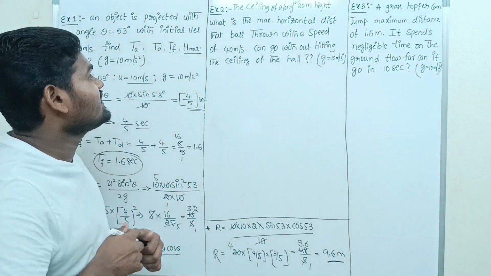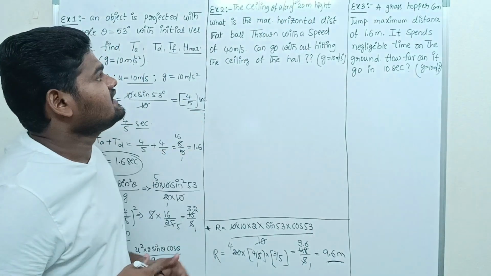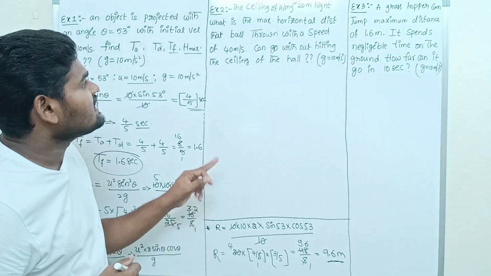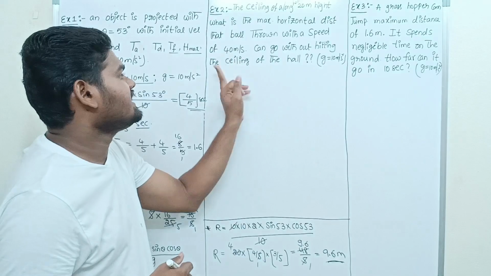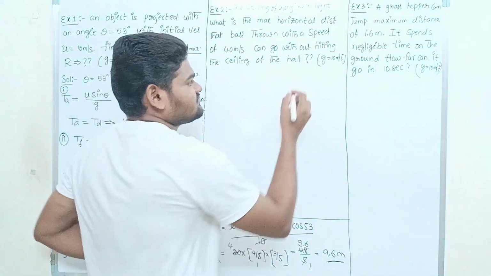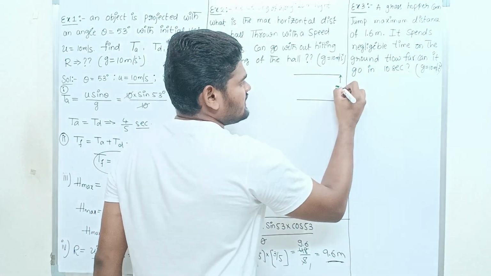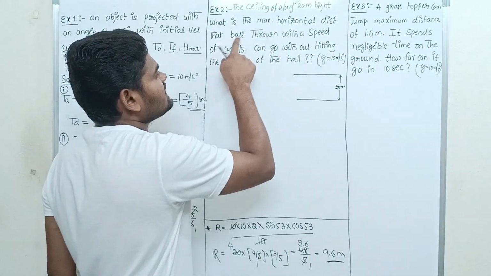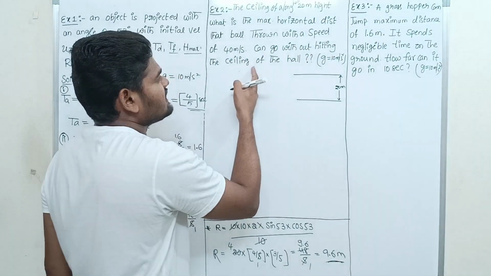What is the second problem they have given? The ceiling of a long hall is 20 meters high. So what is the maximum horizontal distance that a ball thrown with a speed of 40 meter per second can go without hitting the ceiling of the hall? Okay, so have you understood? There is a hall. The height of this hall is how much? 20 meters.